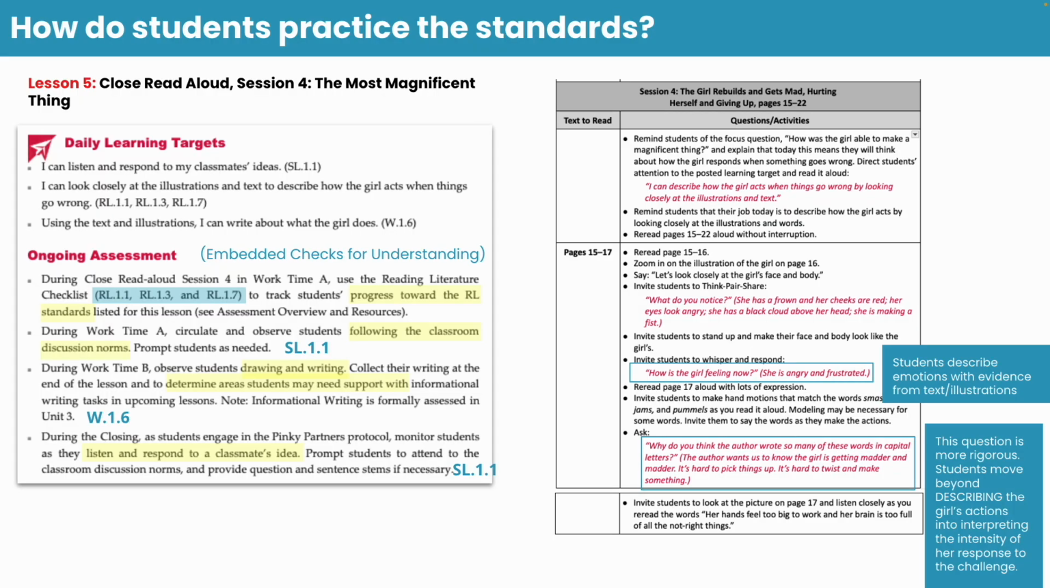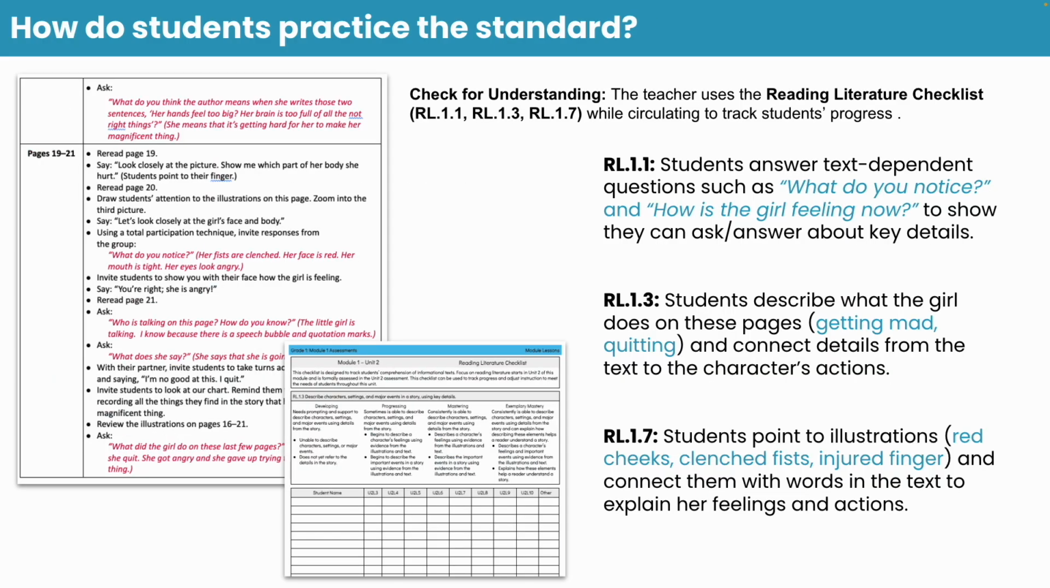Let's look at a few teacher and student actions for RL 1.3. In work time A of the Lesson 5 narrative, the teacher facilitates a close read aloud session 3, and students practice applying RL 1.3 throughout the lesson. This lesson gives students an opportunity to notice the girl's response to her work when things go wrong. Students will discuss whether or not the girl is using the habits of character they have defined so far, and as with the previous lessons, they will have the opportunity to reflect on their understanding of the text and habits of character by responding to an independent writing prompt.